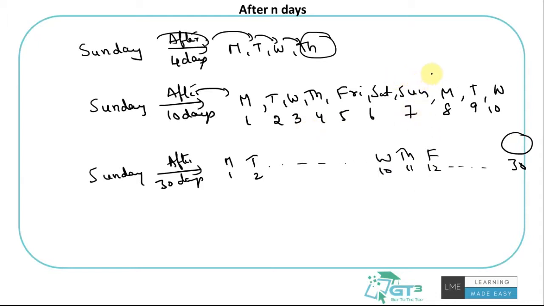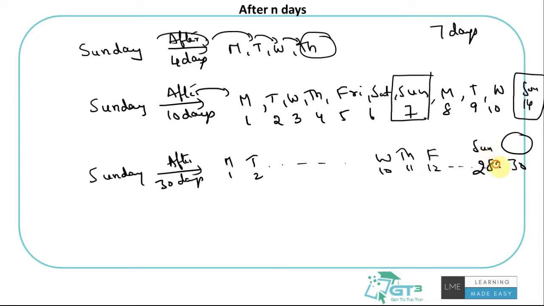After 7 days I get Sunday again. After 14 days I'll get Sunday again. Because there are 7 days in a week, the cycle repeats after every 7 days. So after 7 days I would be done with all of Sunday to Saturday, and I'll get Sunday again. After 14 days I'll again get Sunday. After 21 days I'll again get Sunday. After 28 days I'll again get Sunday. So the 29th day will be Monday and the 30th day will be Tuesday. So the answer is Tuesday for this.